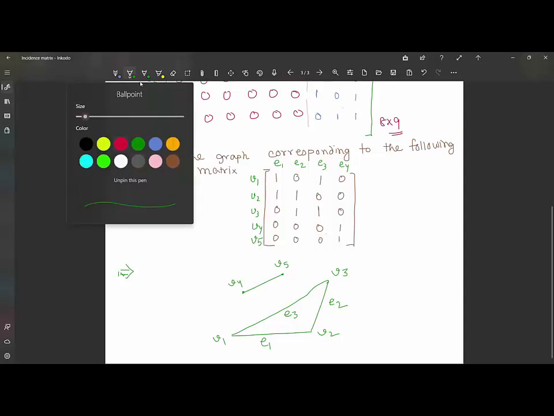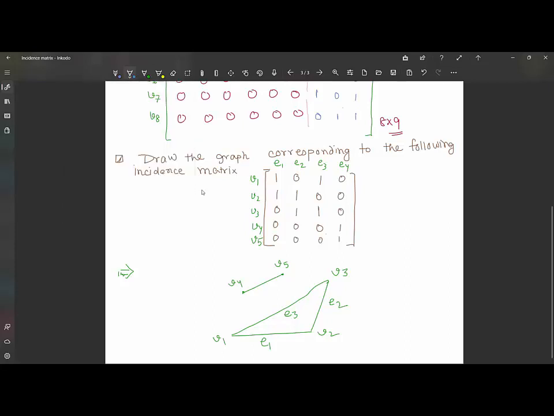Now you can visualize the separator line here. This is the separation line, and you can see that all the values on this side are 0 and here all values are 0. So this is the matrix for the V4, V5 component, and this is the matrix for the component with the vertices V1, V2 and V3. So that is the way of drawing the graph corresponding to the incidence matrix. If the incidence matrix is given, you can draw your graph from the matrix.